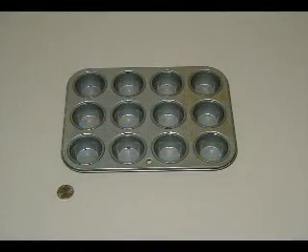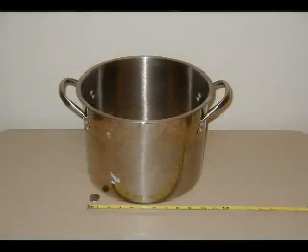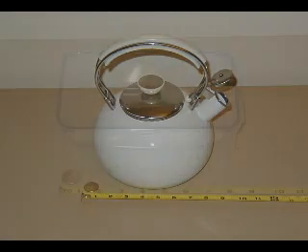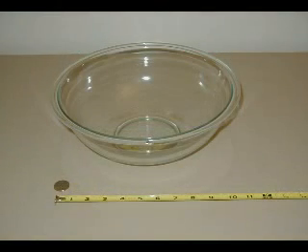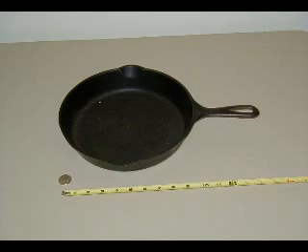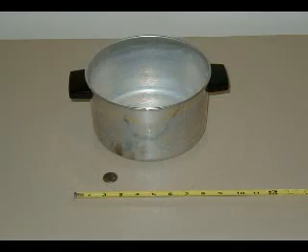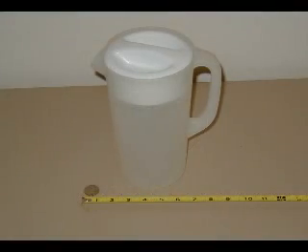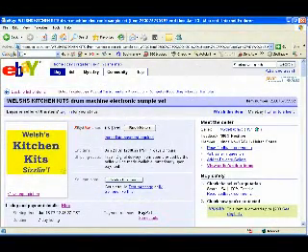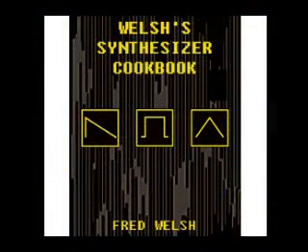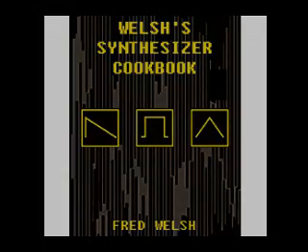Also included is the full Kitchen Kits percussion sample set. This set contains 680 stereo samples of over 140 pots, pans, kettles, and more that are a great addition to any sample collection. This collection is sold separately on eBay for $9.99, but is included with the Synthesizer Cookbook absolutely free. Be sure to check out the book for yourself by downloading the sample PDF from the website.